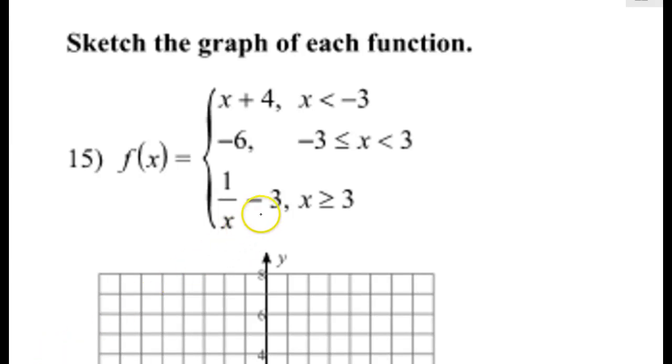In this video, I will show you how to graph a piecewise function. Now, a piecewise function has different pieces. Whoa, you did not see that coming.